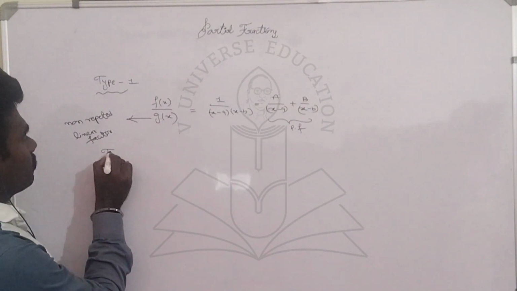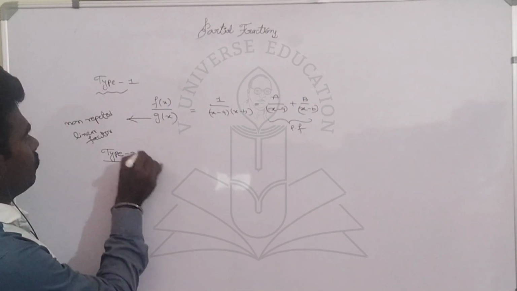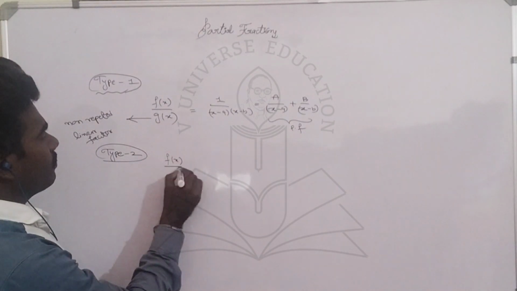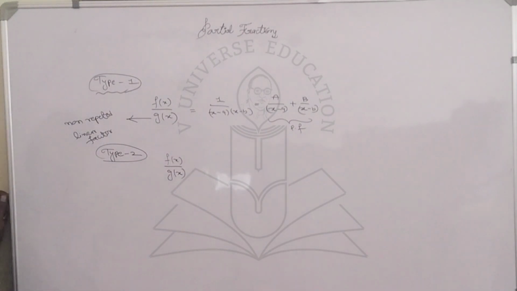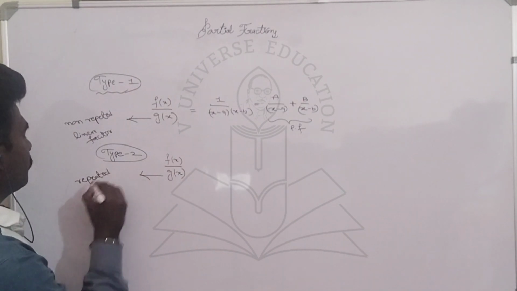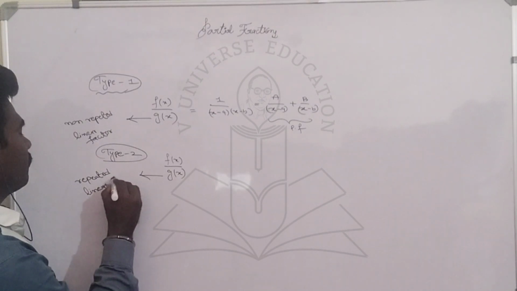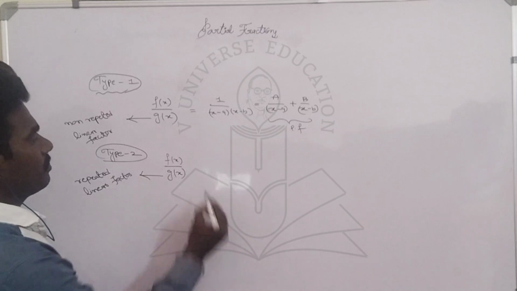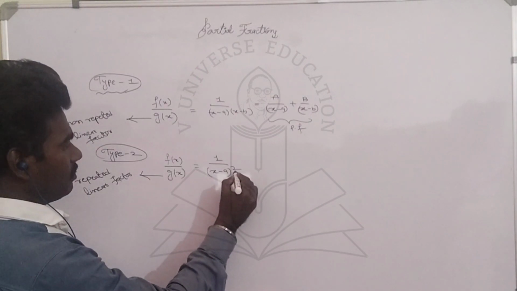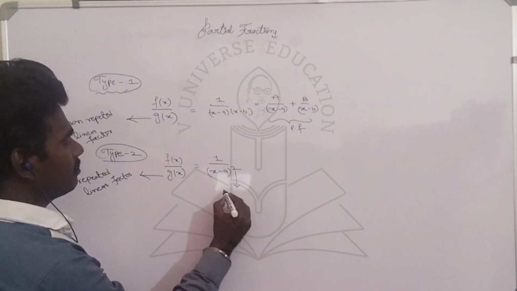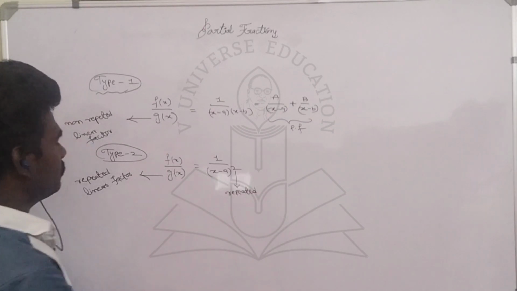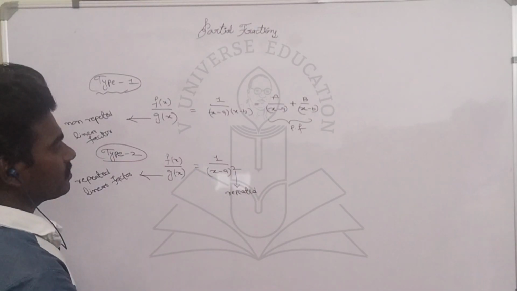Now type 2. Here for a given f of x by g of x, if g of x is a repeated linear factor, so this we can write here. For example, you take 1 by (x minus a) square. This square represents how many times it is repeated. See here, number 2 means this is 2 times repeated.